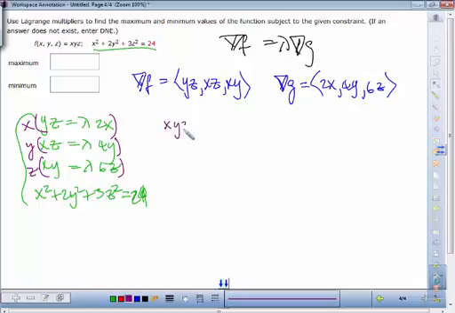So xyz is equal to lambda times 2x squared. xyz is equal to lambda times 4y squared. And xyz is equal to lambda times 6z squared.